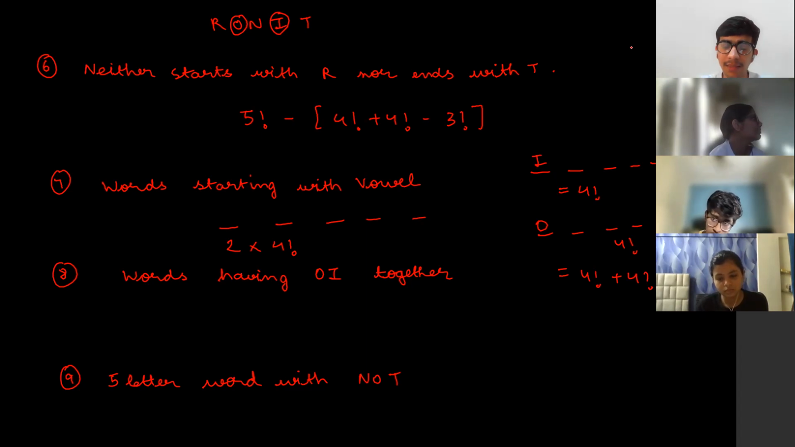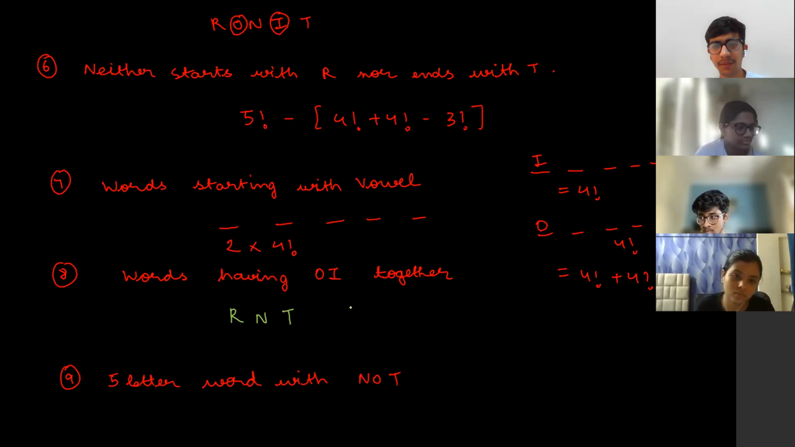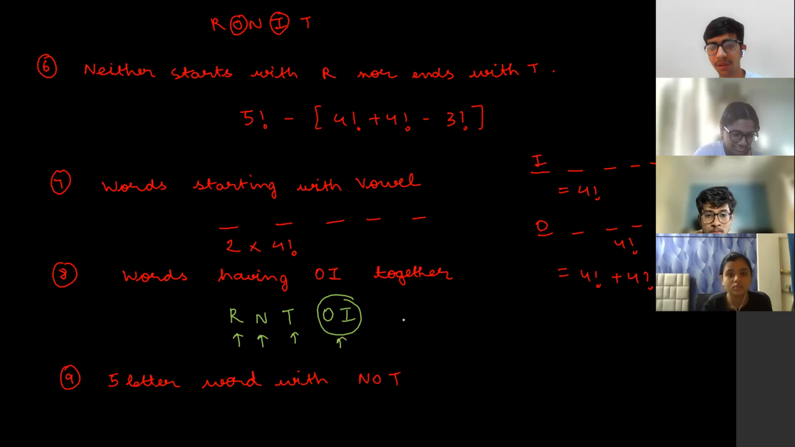I guessed this in a probability question like this, where what we do is we tie O and I together. So we have R, N, T, and O and I will be considered as one unit. So how many units do we have now? 1, 2, 3 and 4. So their arrangement can be done in how many ways? 4 factorial. Now I can also interchange O and I in their positions, right? Yes, sir, so that will be into 2 factorial. Exactly, into 2 factorial, that's all.